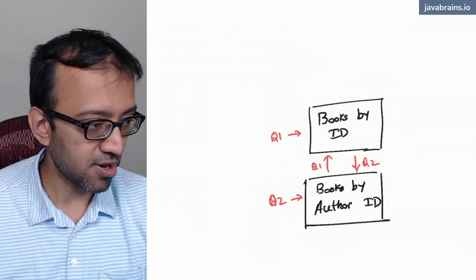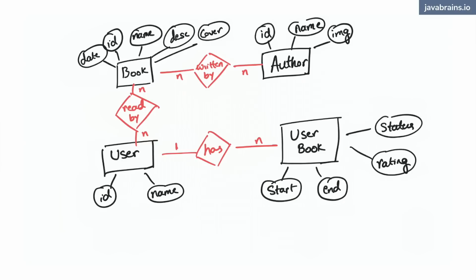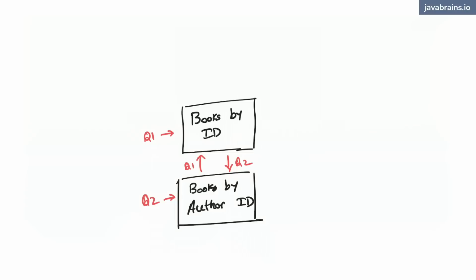We saw the user book entity over here, which is this guy. You want to get this when somebody's logged in. So how do we do that?